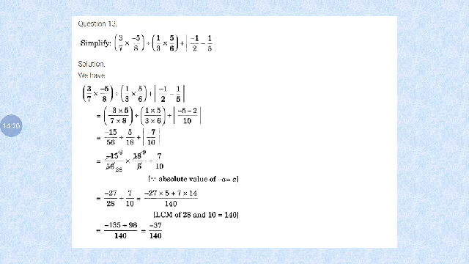1 by 3 into 5 by 6. So multiply the numerators and multiply the denominators. 1 5 is 5, 3 6s are 18. Next one, absolute value of minus 1 by 2 minus 1 by 5. So denominators are different for the subtraction. So we get an LCM of 10. LCM of 2, 5 is 10.